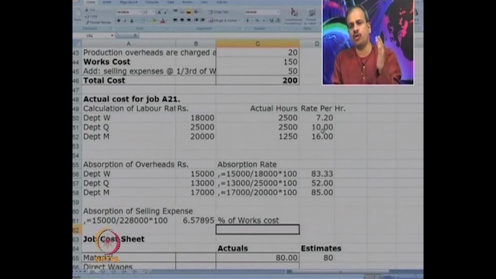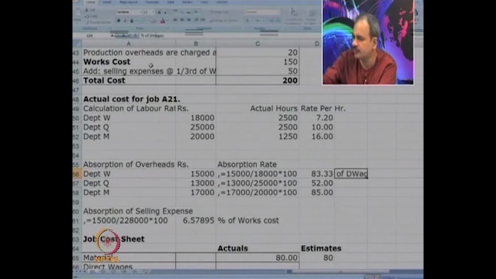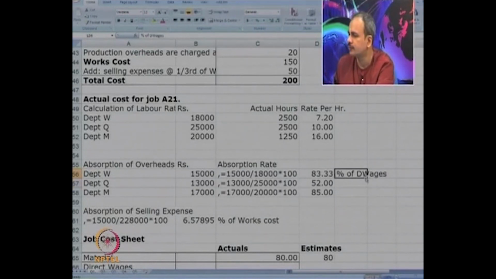So before going for calculation of actual cost sheet, we have calculated the actual wage rate, actual rates for absorption of production overheads, which is based on percentage of direct labor, and we have also calculated absorption of selling overheads as a percentage of works cost. Here also I will just specify for more clarity, this is percentage of direct wages. Right, all these three are the percentage of direct wages.